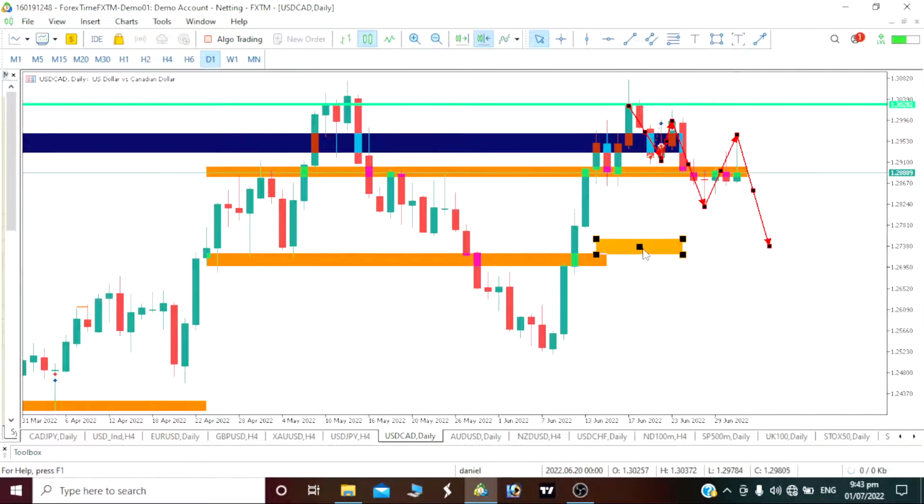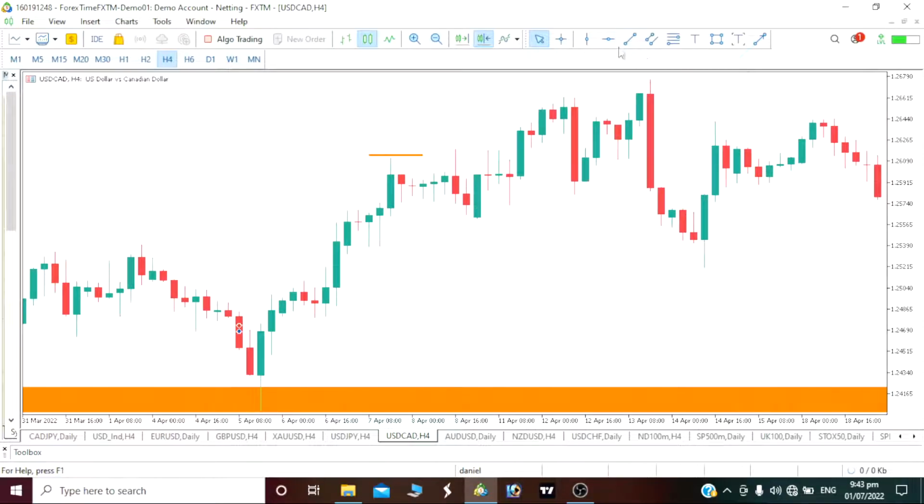By the way, it depends on how you want to trade it, or when to enter or when to trade it. But we are still on a bearish time frame, that is on our daily time frame.